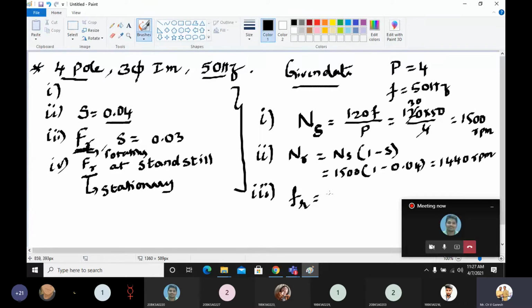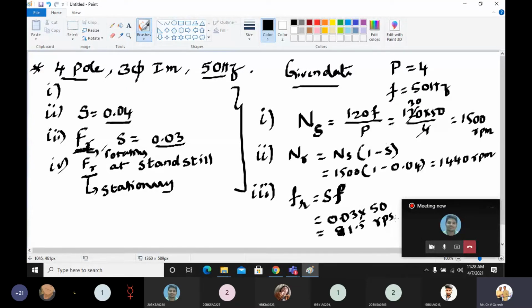Fr is equal to S into F dash. Now what is S into F? S is 0.03 and the frequency is 50. If you multiply these two values, the result will be 1.5. Yes, 1.5, but it is in revolutions per second.